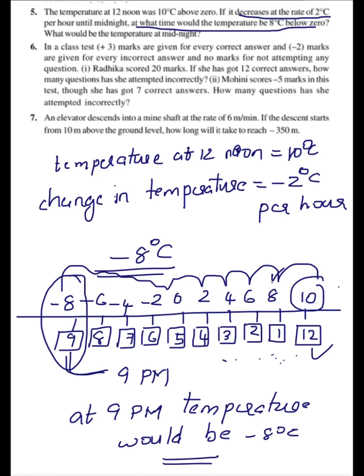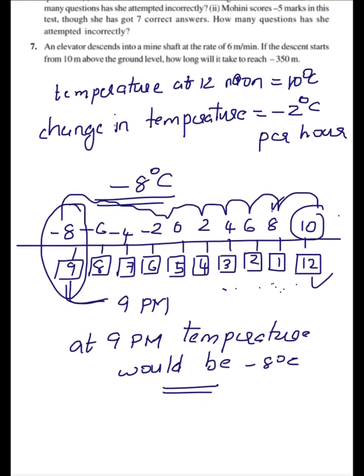Understand? This is the answer for the first question. Now, what is the second question? The second question is, what would be the temperature at midnight? At midnight means at 12 o'clock, at 12 a.m. What would be the temperature? That is what we have to find.